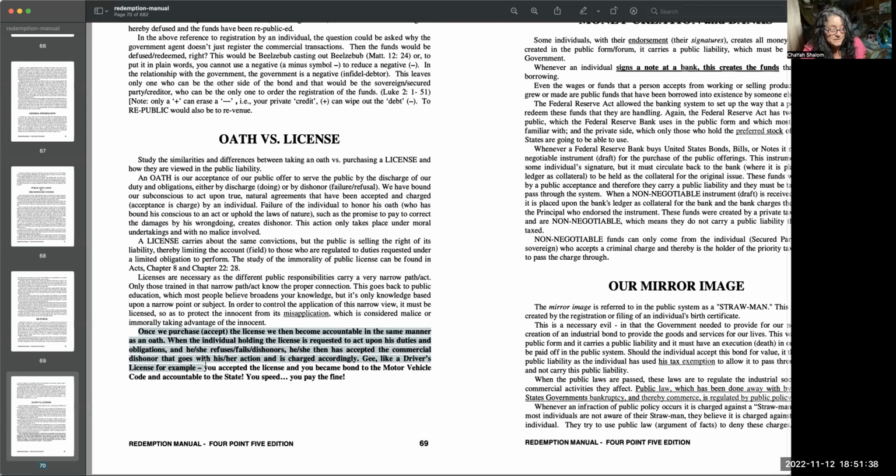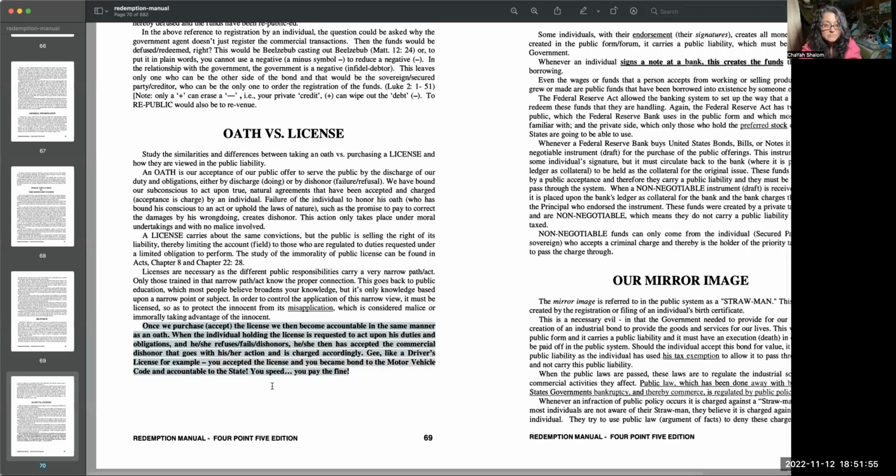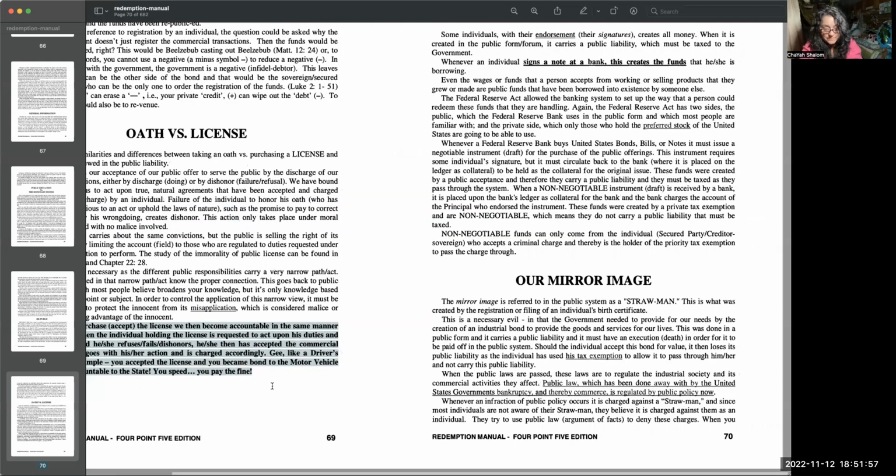Like a driver's license, for example. You accepted the license and you became bound to the motor vehicle code and accountable to the state. You speed, you pay the fine. Right?